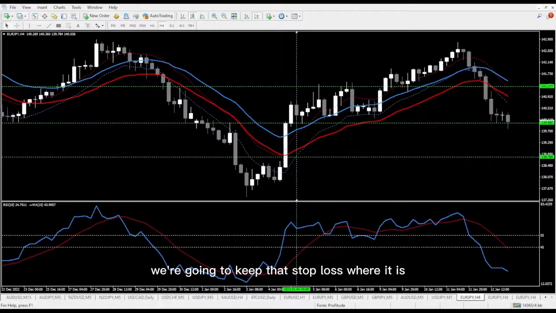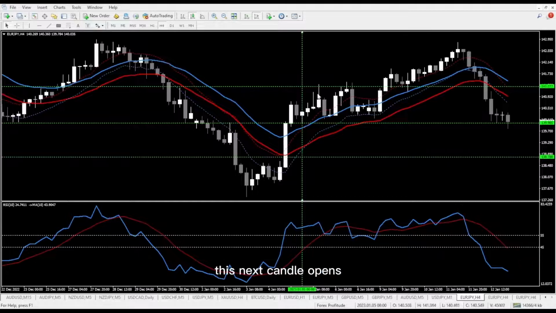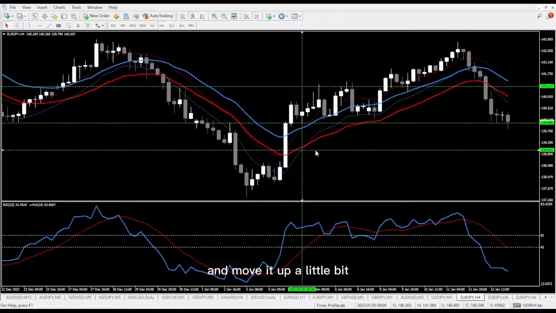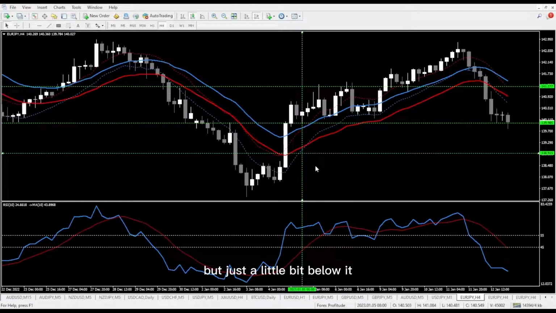We're going to keep that stop loss where it is. And finally, this next candle opens and we can see that 10 EMA is above that initial stop loss. So we're going to take that initial stop loss and move it up a little bit, not right on the 10 EMA, but just a little bit below it.